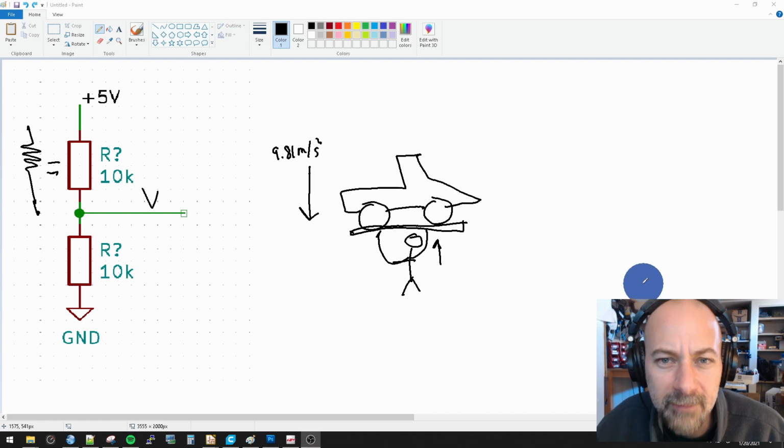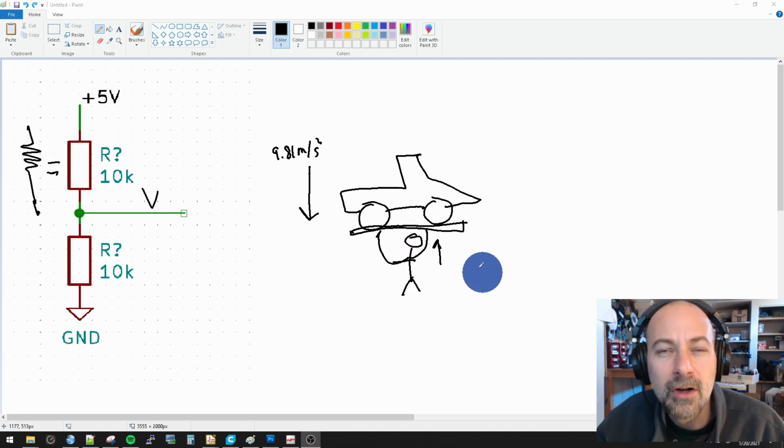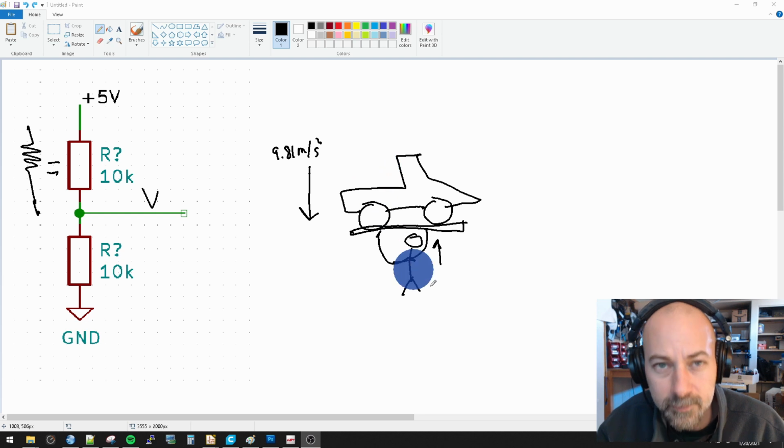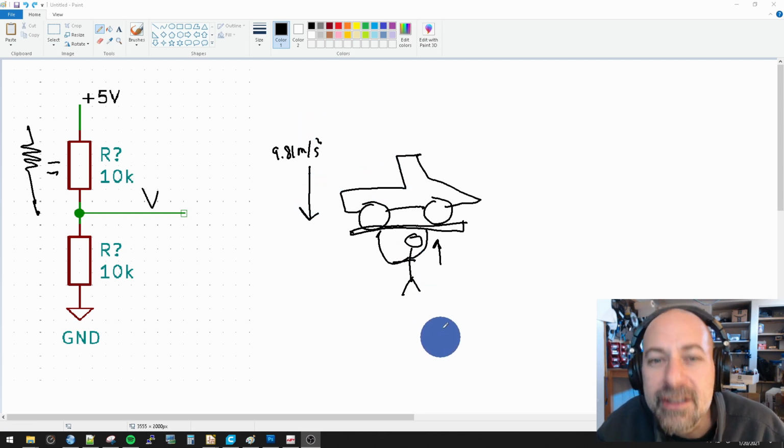A voltage divider is a big, strong man here holding up a big truck. Gravity is pushing down. He's pushing back up.